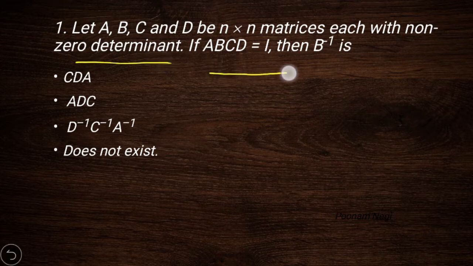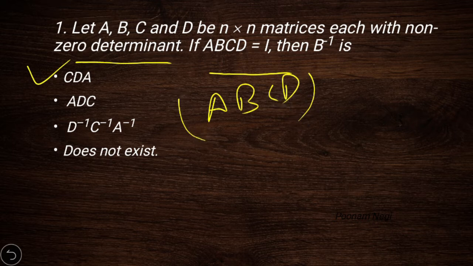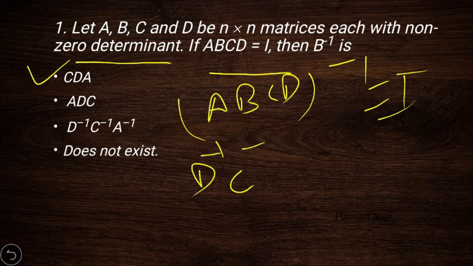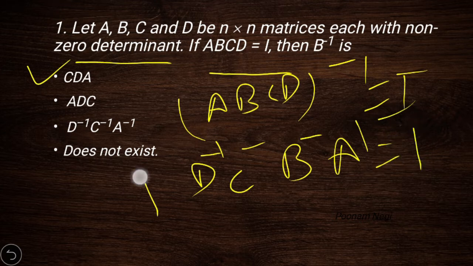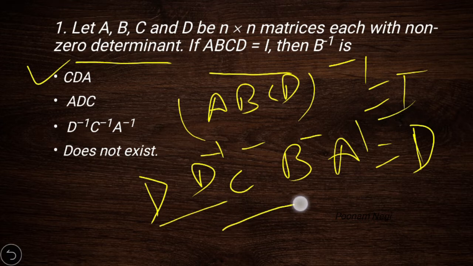If ABCD equals I, then B inverse will be, the answer will be CDA. You can easily verify it as (ABCD) inverse will also be equal to I, and this inverse will be equal to D inverse, C inverse, B inverse and A inverse equals I, and then multiply this D here, it will become I, and so on. Try to remove all these C inverse and A inverse, you will be left with CDA.